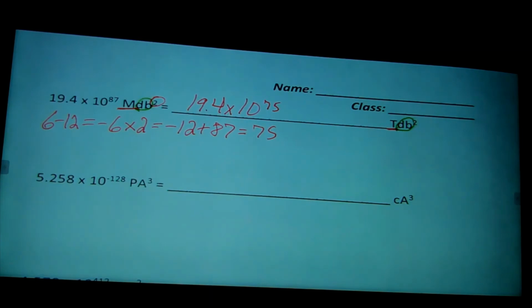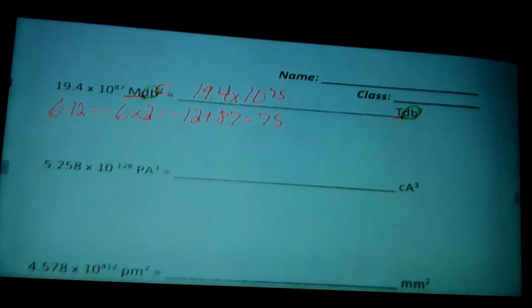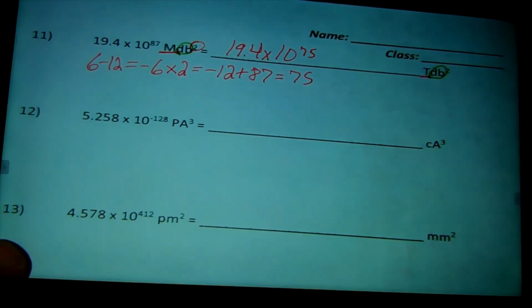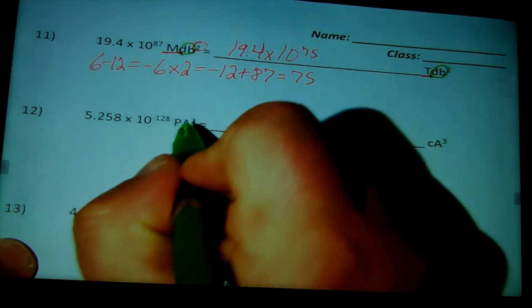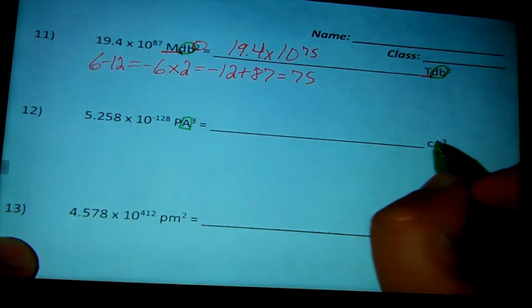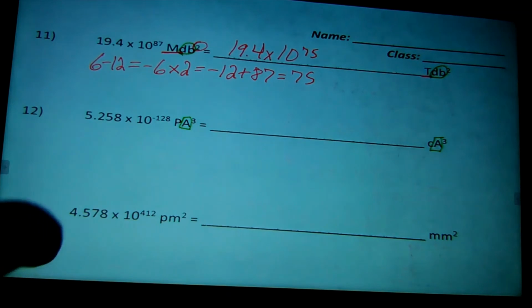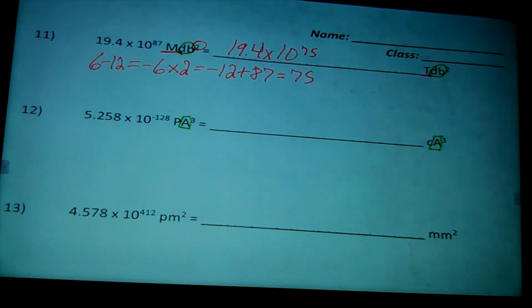So look at number 12, moving forward. You got amps again. Anybody that wants to fight and argue with me and say, Mr. Hall, how can you have amps cubed, you really can't. Literally, guys, some of these are just made up. I'm taking units and having a little bit of freedom with them just to get you used to doing the prefix changes.